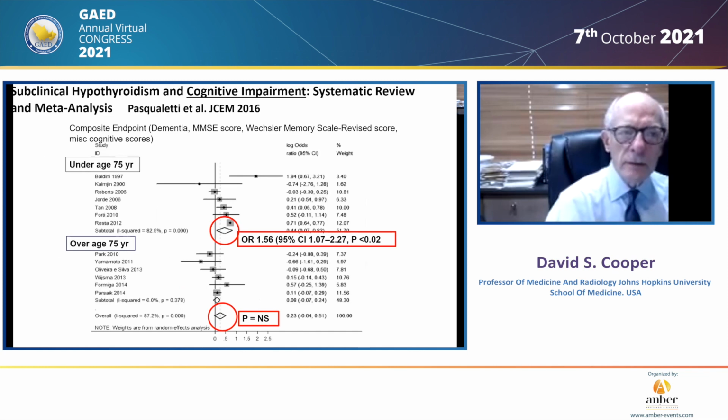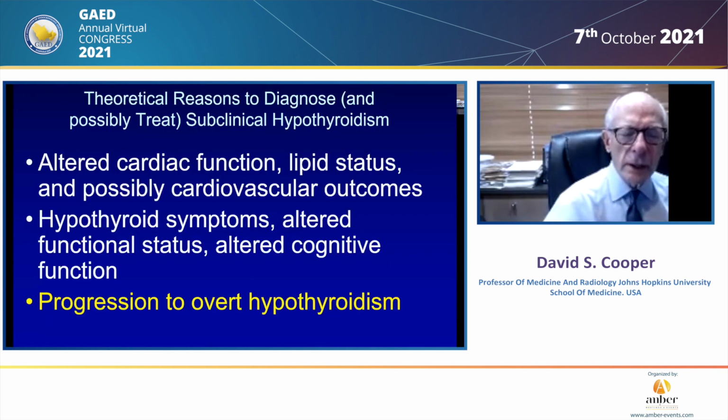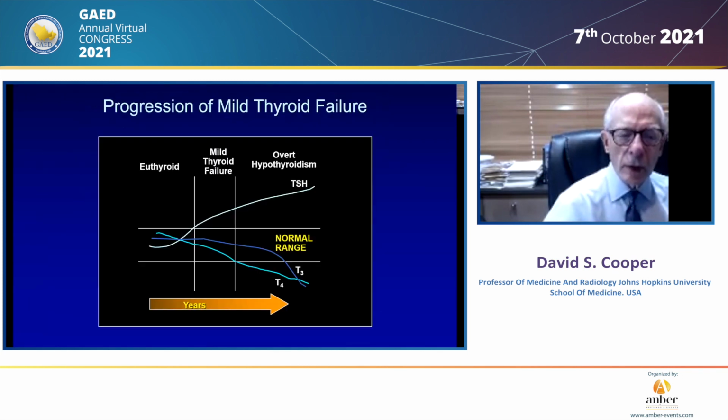And then in terms of dementia and cognitive function, here we actually do see that there may be an increased risk for dementia in people under the age of 75 with subclinical hypothyroidism, but not in people over the age of 75. And then finally, let's look at progression to overt hypothyroidism.